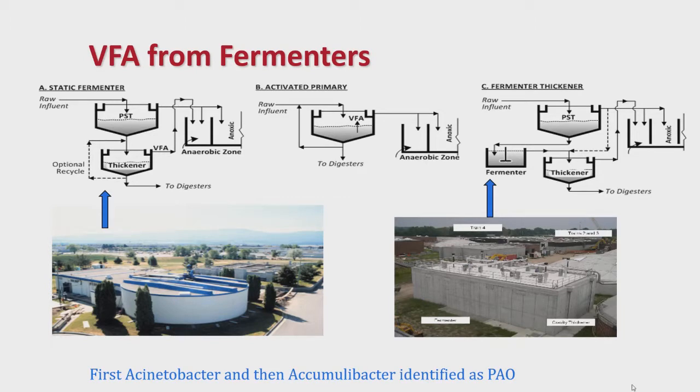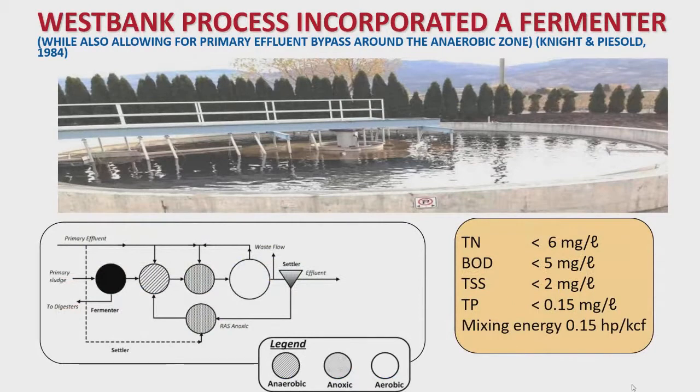That was perfected in this design for the West Bank plant. As I say, it's now called West Side Kelowna. The idea was then to have the primary sludge fermenter here and then bypass most of the primary effluent to the anoxic zone. The plant worked very well. Over the period, they reduced the flow of the primary effluent to the anaerobic zone, and the plant just performed even better.